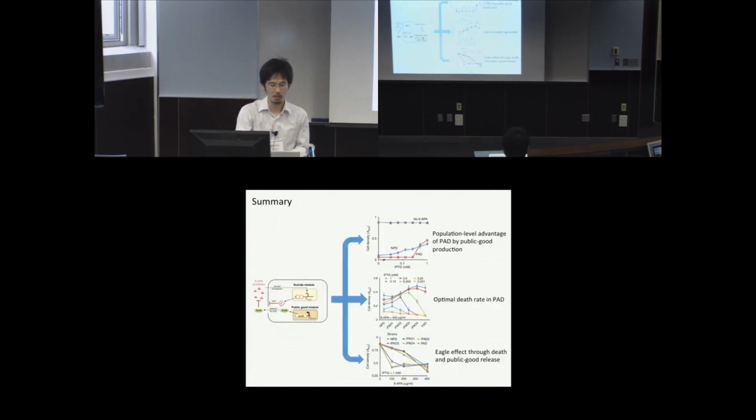So I think I'm running out of time. But in summary, I created this nice toy system that represents the basic logic of programmed altruistic death. And I show that the population-level advantage is dependent on public reproduction, and there exists an optimal death rate, and the Eagle effect may arise because of the presence of this altruistic death.